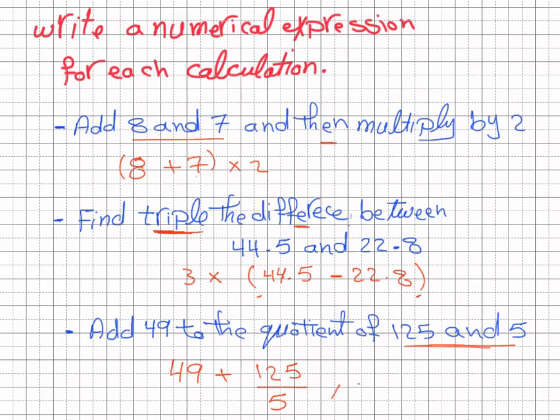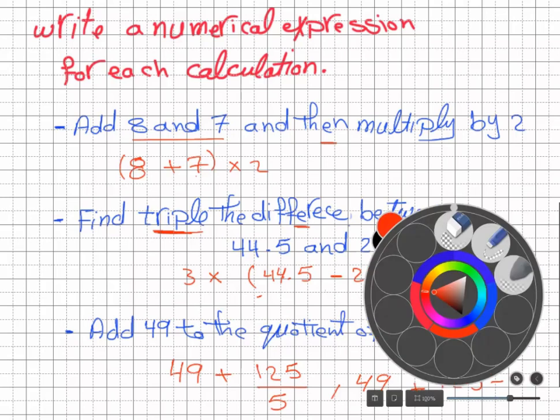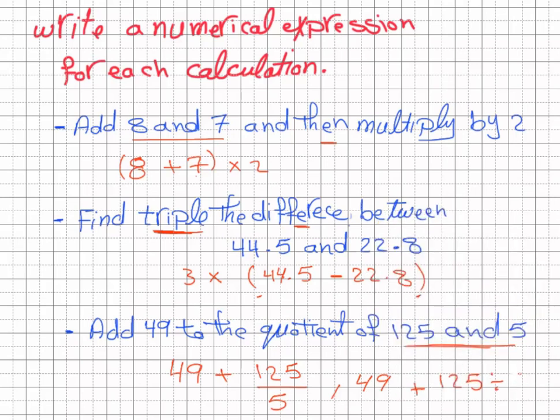And if you wrote it like this, your answer is also right: 49 plus 125 divided by 5. Why is it right? Because division comes before the addition. It will give me a right answer.